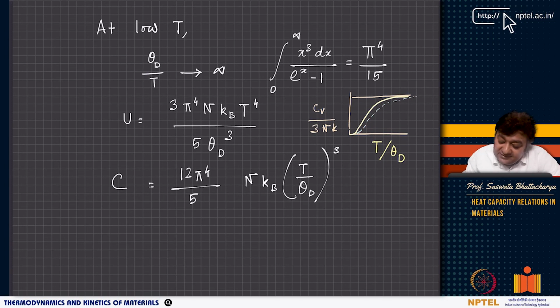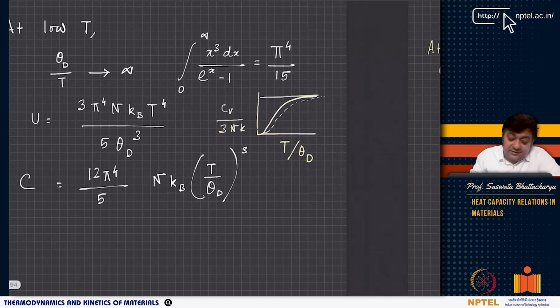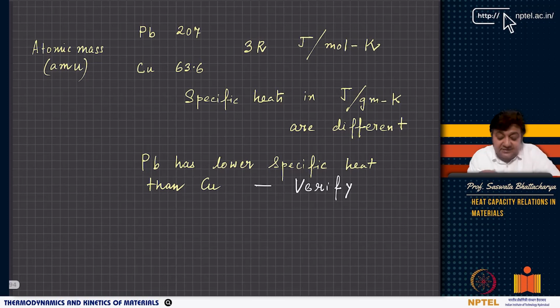And if you plot Cv by 3 N k as a function of T by theta D, this is your Einstein curve, but this is the more correct one. You can see the dotted line is the more correct Debye curve. Please have a look at it and check which one is the Einstein model and which one follows the Debye curve. You can plot it yourself and you can see.